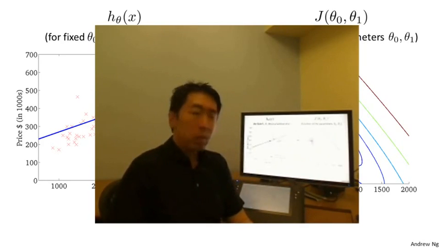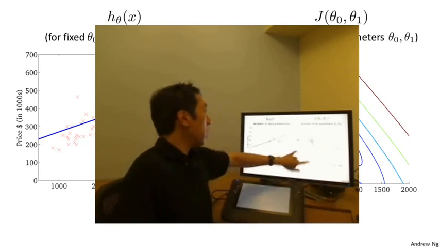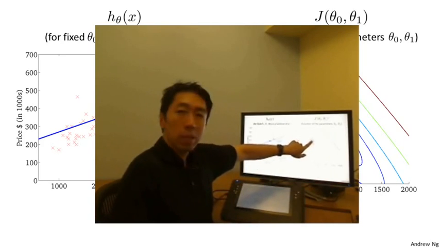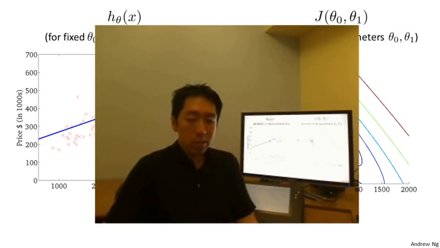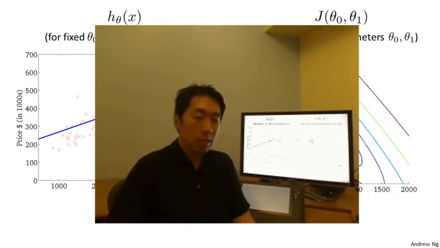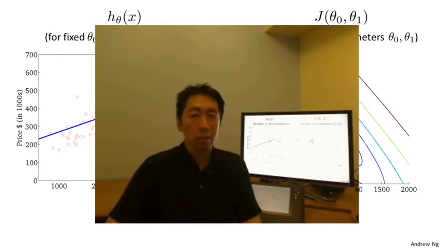And so what we want is to have software to find the values of theta 0, theta 1 that minimize this function. And in the next video, we'll start to talk about an algorithm for automatically finding those values of theta 0 and theta 1 that minimize the cost function J.